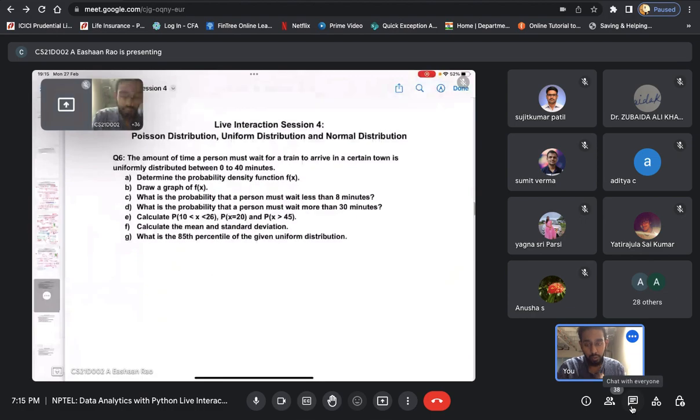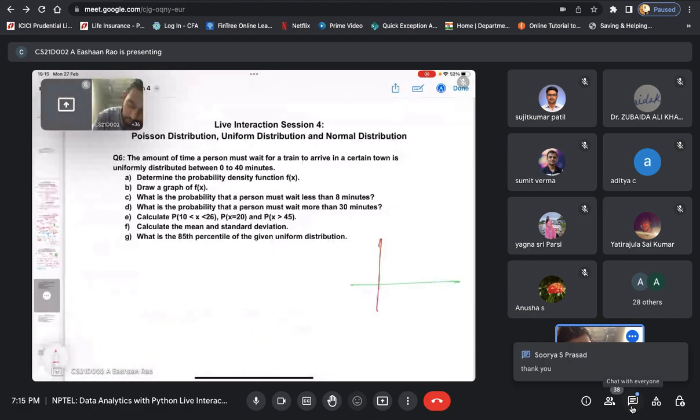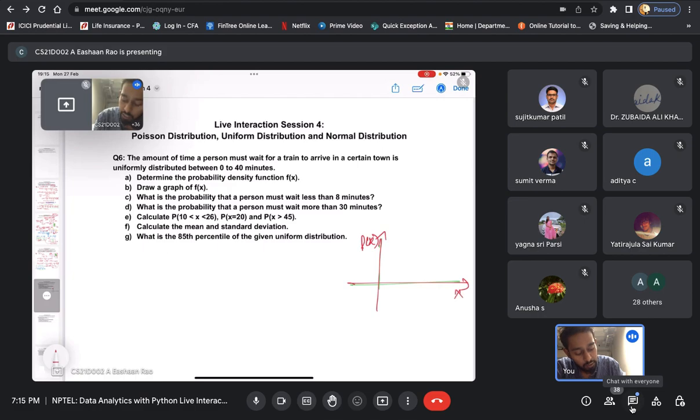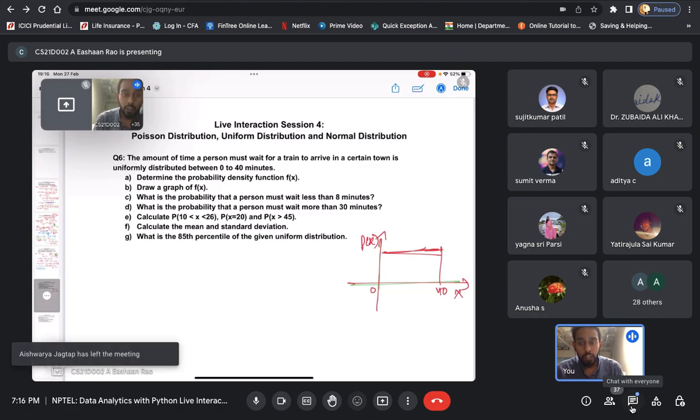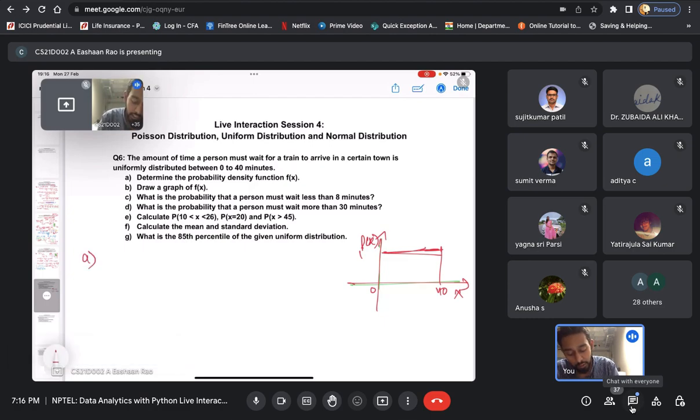Okay, so let's go to the sixth question. We have a train and it's uniformly distributed. Let me find it out. I have a certain px value and an x value, from 0 to 40 minutes. So first of all, determine the probability density function. In this case, fx will be 1 divided by b minus a, so 1 by 40 minus 0, which is 1 by 40. So this is my fx, and this is the uniform distribution area that I am having, between 0 and 40.